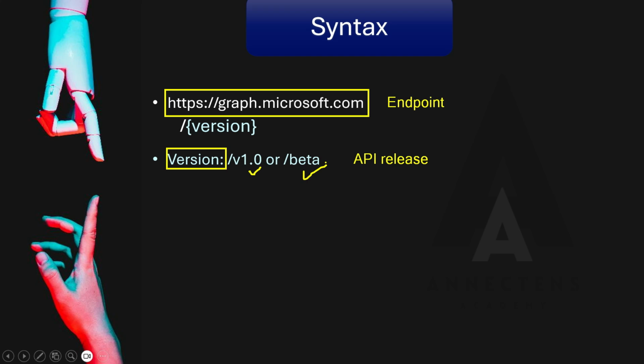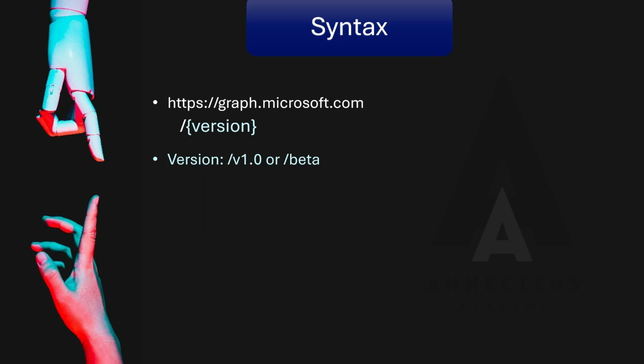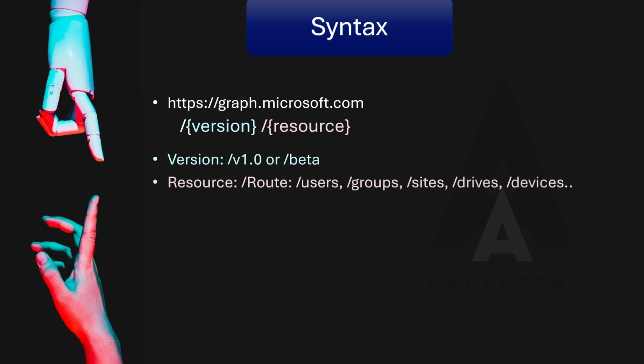But if those APIs are not there, and we are not able to manage our application or the information, then we will switch to the beta version. Next, we have something called resources. These resources are the type of objects we are going to extract, for example users, groups, sites and so on. We append this in the next part, and this syntax helps us query these particular resources.